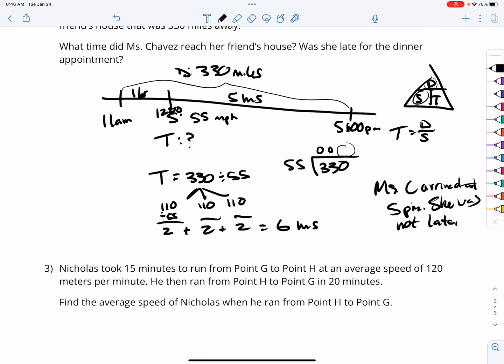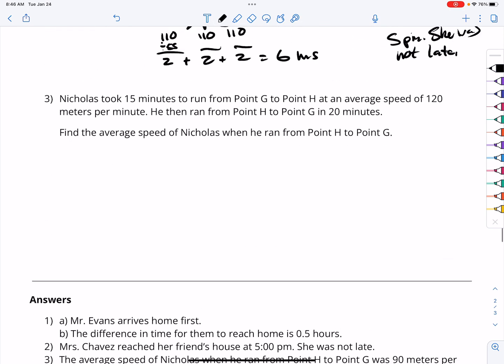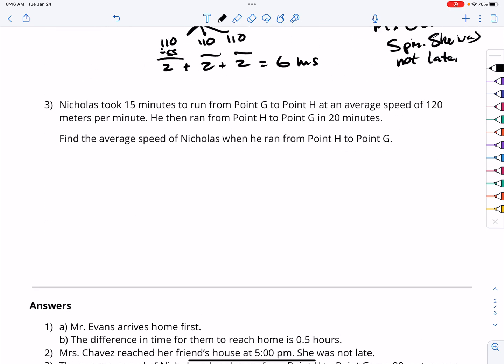I forgot to tell you when to pause. Man, that's a bummer. Okay, well, maybe for this one. So Nicholas took 15 minutes to run from point G to point H at an average speed of 120 meters per minute. He then ran from point H to point G in 20 minutes. Find the average speed of Nicholas when he ran from point H to point G.